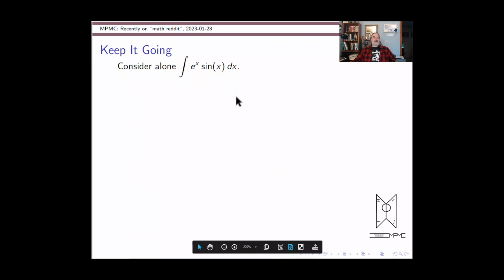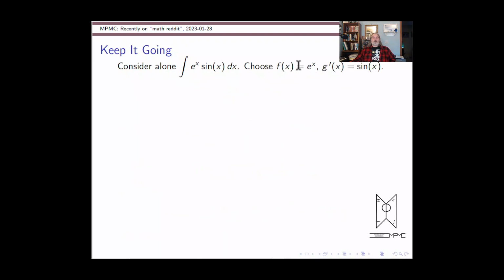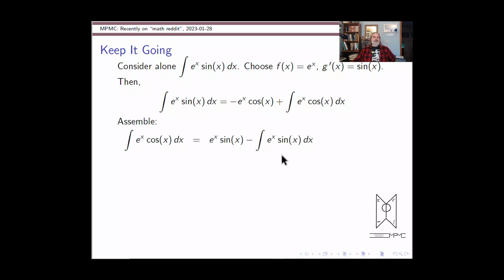Let's just set it off on its own and let it do its thing. We're still going to make the corresponding choices. F is e to the x, g prime is sine of x, and then this integral, according to the integration by parts formula, is another term minding its own business, plus the integral of e to the x cosine x. Now that one looks familiar because that was the integral we started with. We just went in a big circle, but we went in a big circle in a good way.